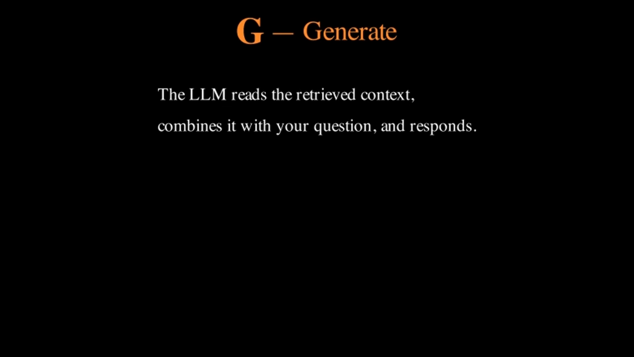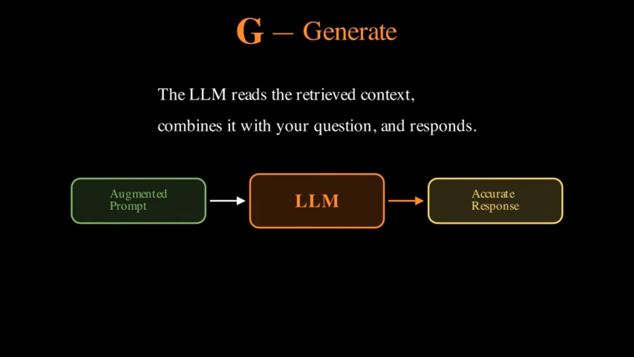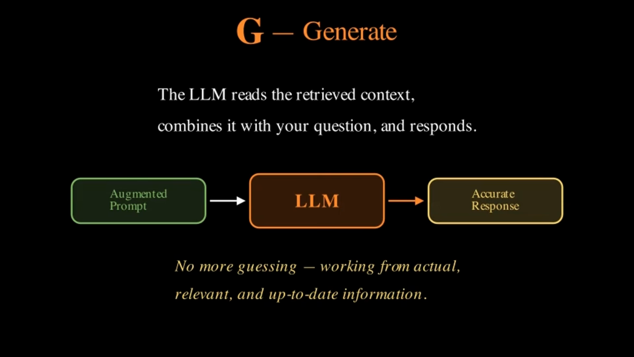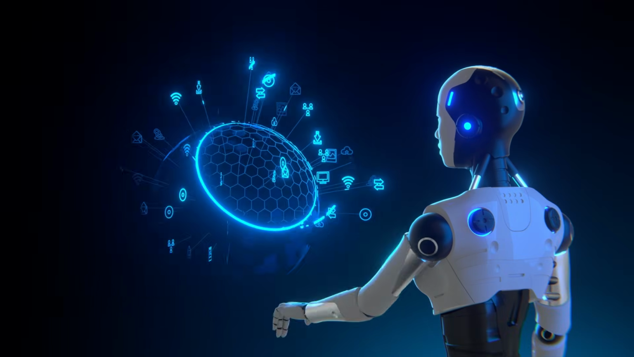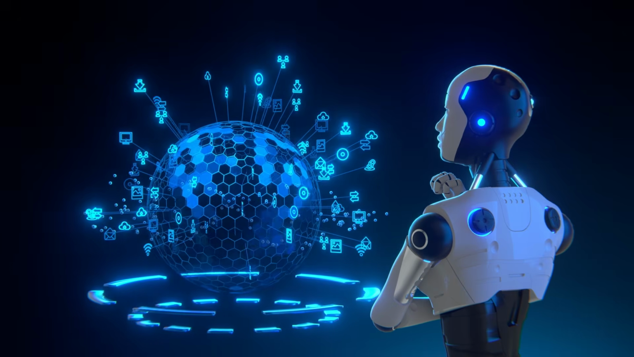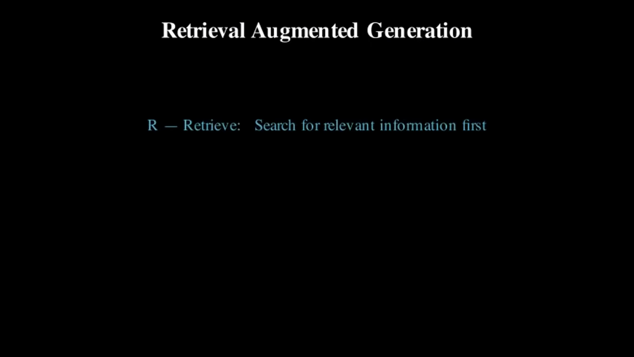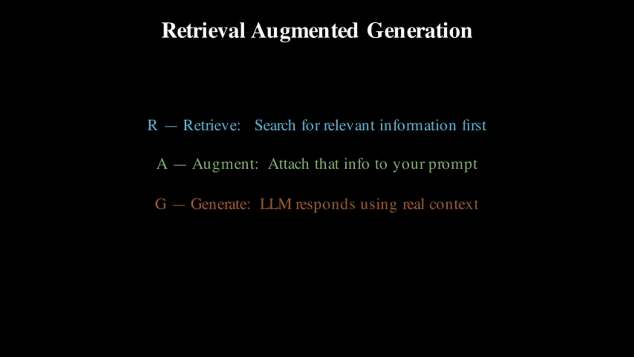Step three is generate. Now the language model does what it does best. It reads the retrieved context, combines it with your original question, and generates a response. But this time, instead of guessing or filling in the blanks, it's now working with actual, relevant, and up-to-date information. So the whole flow looks like this. You ask a question, the system searches for relevant info, that info gets attached to your prompt, and the large language model answers based on what it just retrieved.